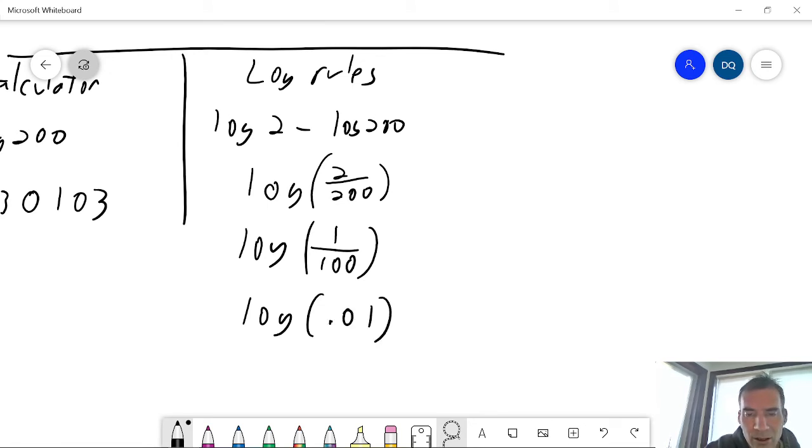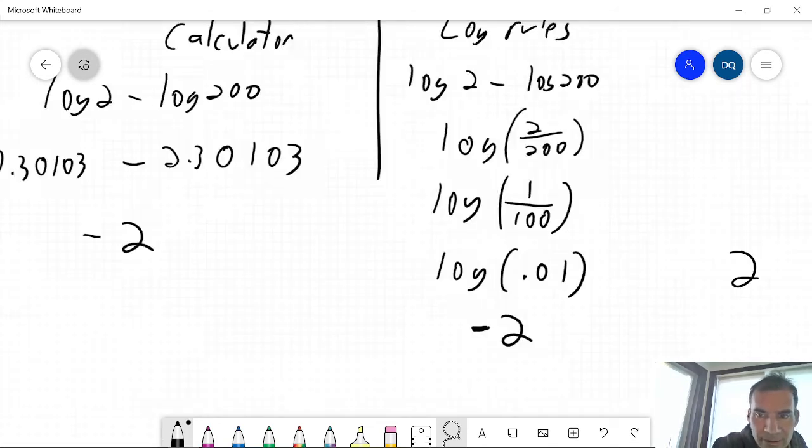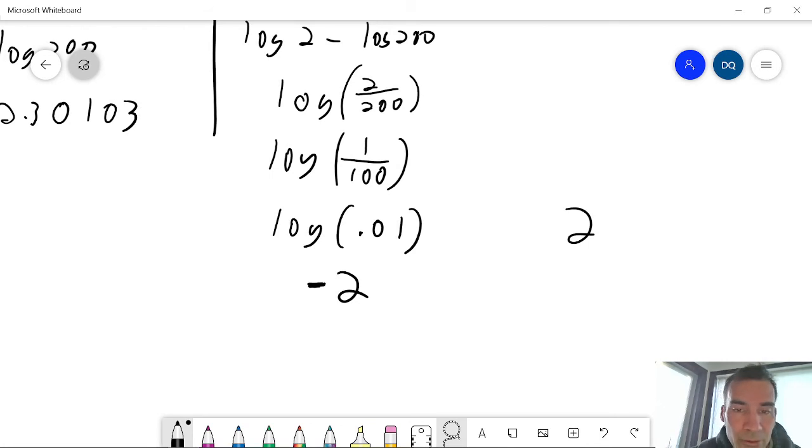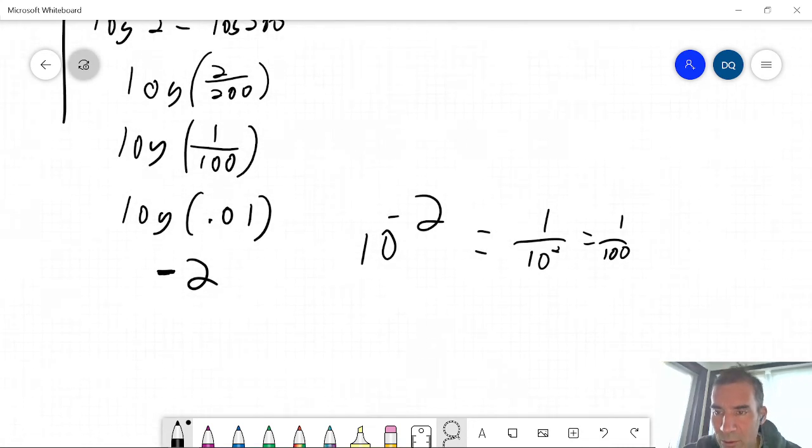Now the base 10 log of decimal 0.1 is negative 2, sorry. That was 0 minus 2. Humble apologies here. This is a negative 2 because 10 to the exponent negative 2 gives me 1 over 10 squared, which is 1 over 100, or decimal 0.1 as required.